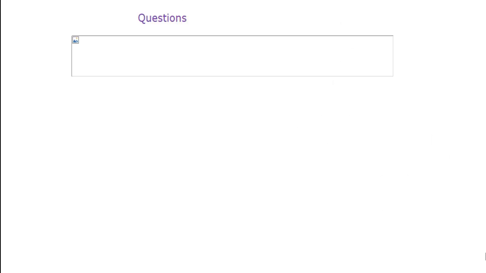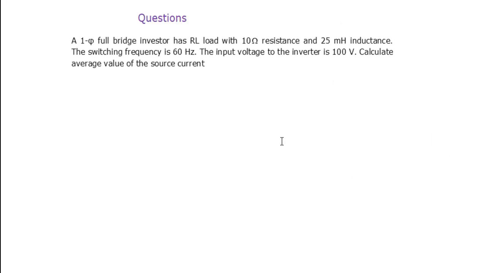Now come to the third question. A single phase full bridge inverter has an RL load with a 10 ohm resistance and 25 millihenry inductance. The switching frequency is 60 Hz. The input voltage to the inverter is 100 volts. Calculate the average value of the source current.